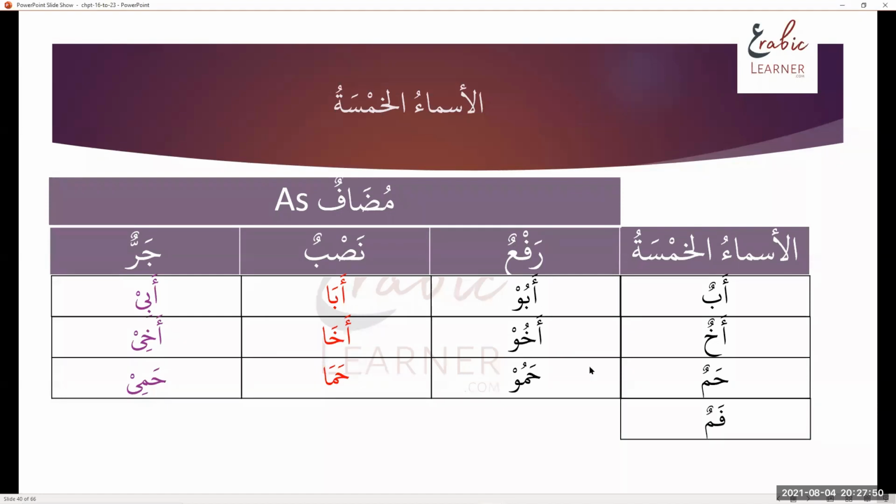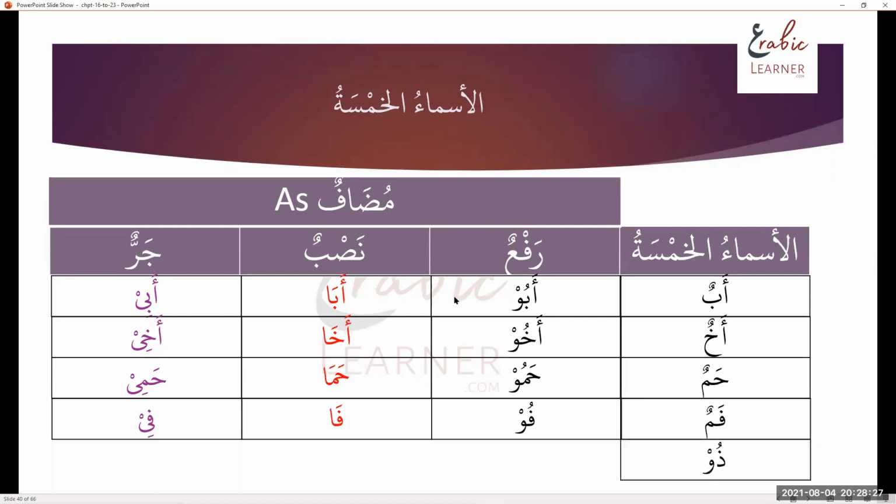Famun. What do you think of famun? Just guess anything. Famun means mouth. No. Unfortunately, that's not correct, sister. I thought someone might be knowing. Okay. Fu, fa, fi. This is how it is taken. It is not taken as famu. It is taken as fu, fa, fi. So these are special asma that you need to remember.